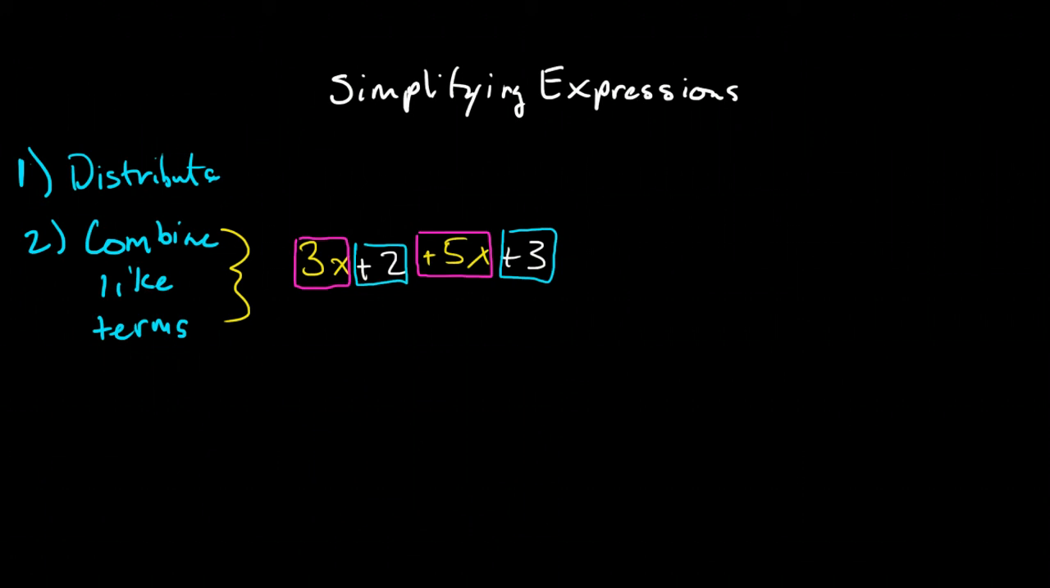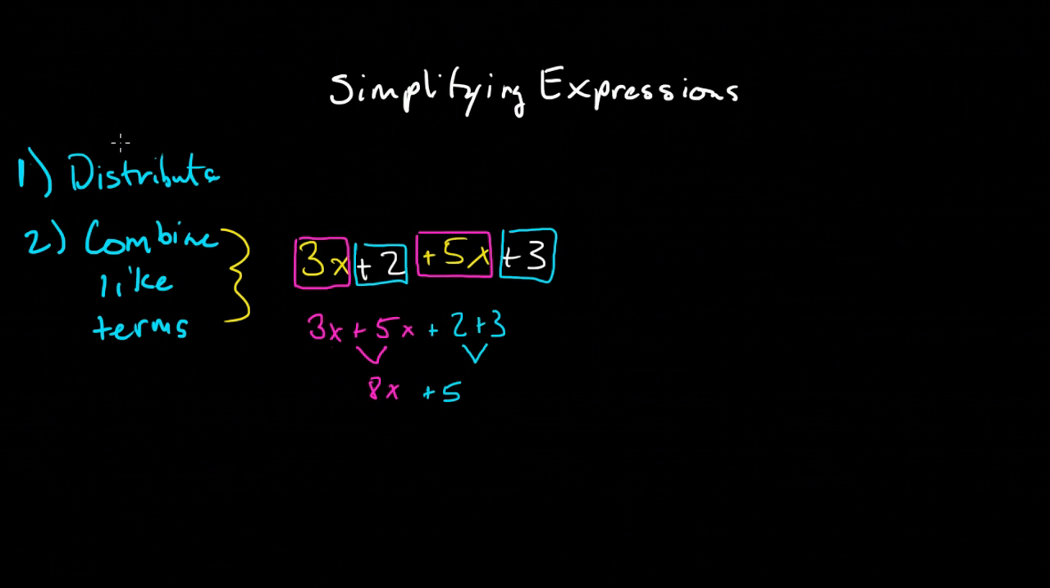So combining like terms is really just the process of taking those like terms, putting them together, and then simplifying. So because I have 3 of something, 3 x's, and 5 of something, 5 x's, so let's say they're apples, 3 apples plus 5 apples more, that'll give me a grand total of 8 apples. Whereas if I have 2 of something else and 3 of something else, 2 plus 3 is 5.